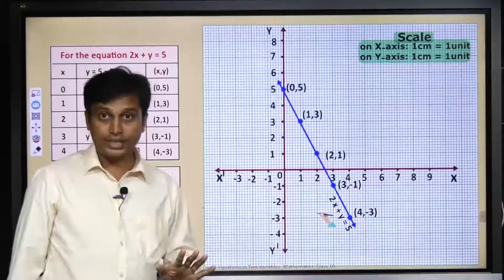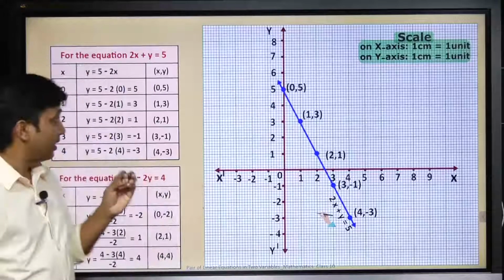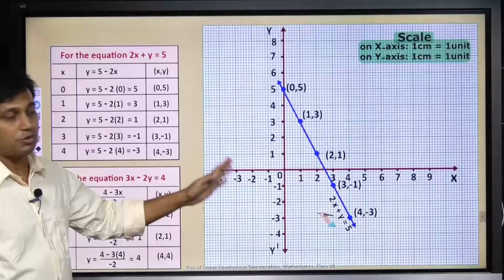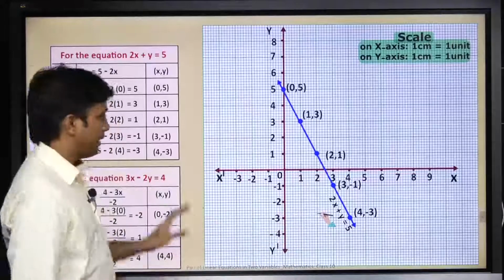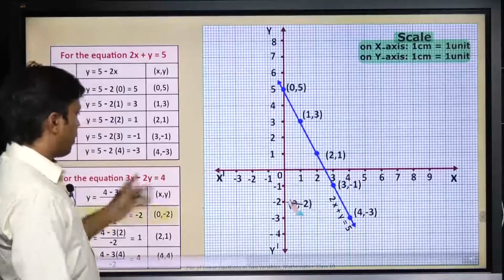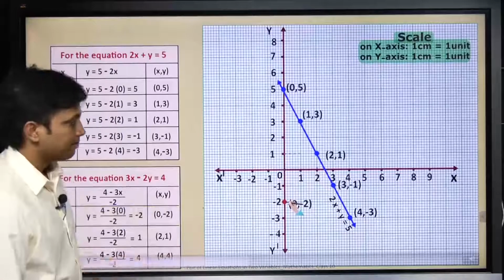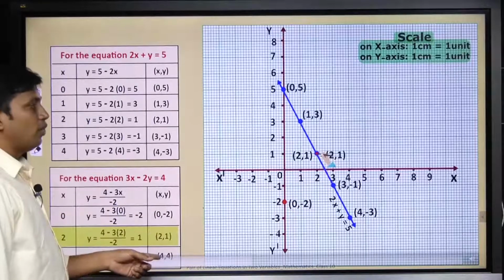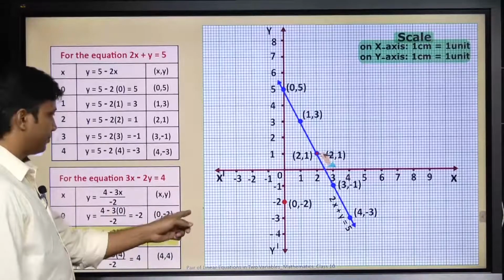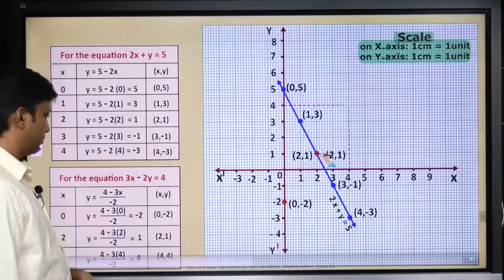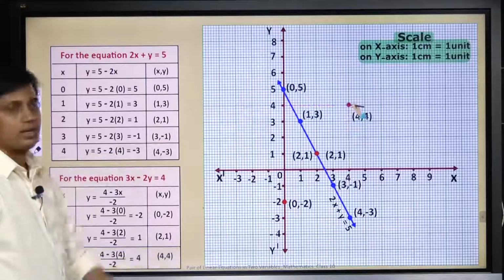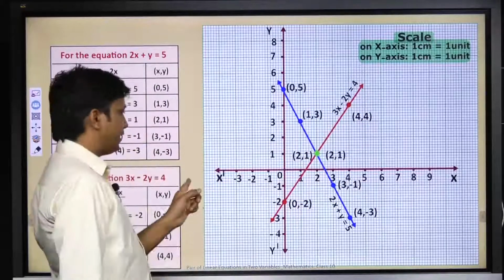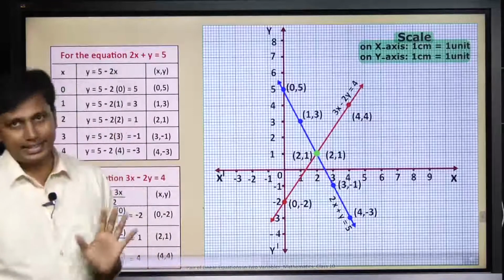Okay, already we know that the graphical solution or graph of a linear equation would be a straight line. Understood? So anyways, now on plotting the second line, what happens? See, this is (0, -2) and (2, 1) and (4, 4). Yes, (4, 4) are plotted, and joining them together, okay, we obtained two intersecting lines.